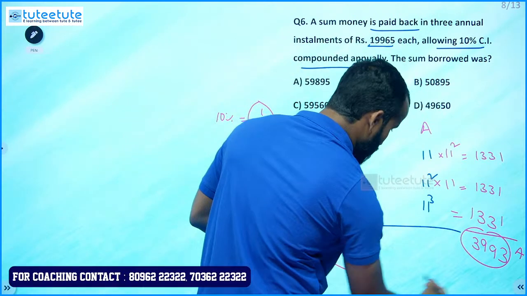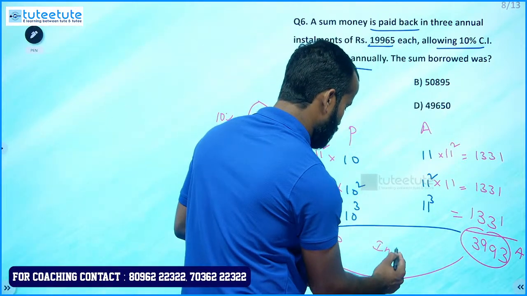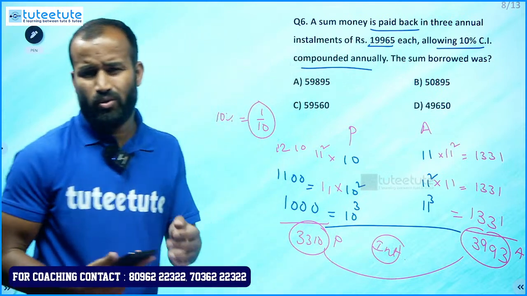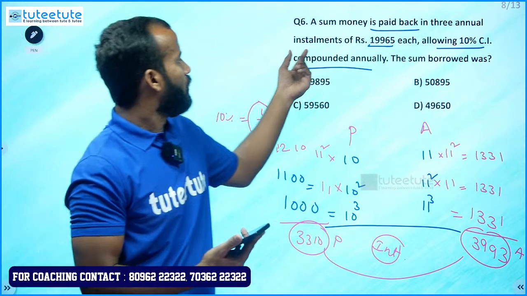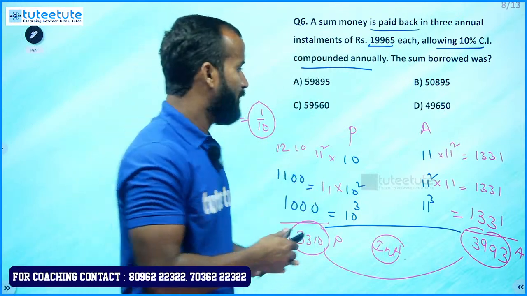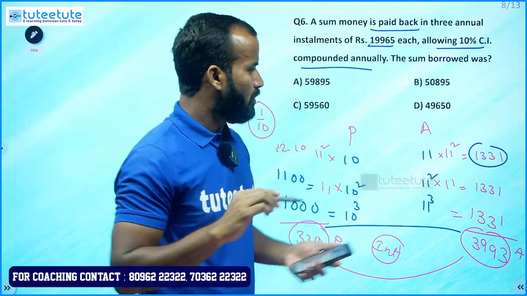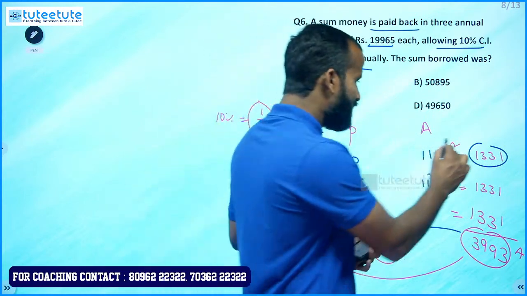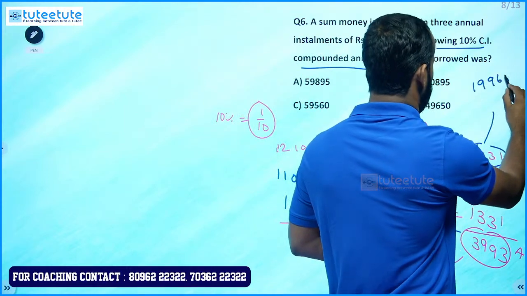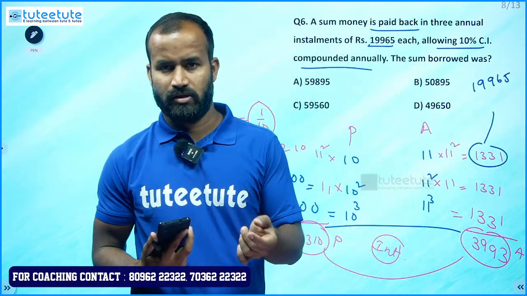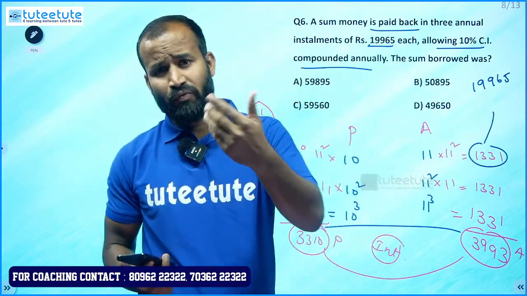This is amount. Difference between these two will be the interest. They are not asking that to us, so no need of finding the interest value. So what things are given here? Each installment value is given. So one installment how much? 1331. This each installment value how much is given? 19,965. See, again the unit digit concept. Here 1 is there, here 5 is there. It can be 5 times or 15 times.